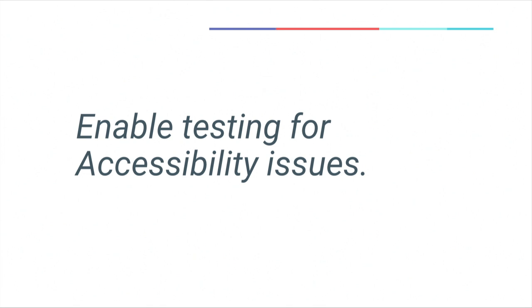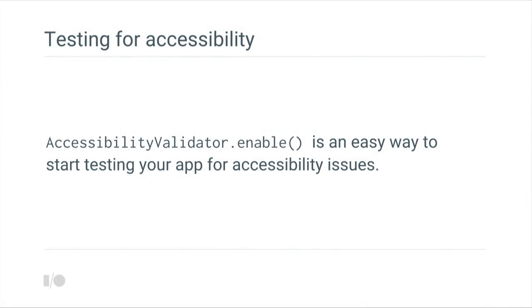And finally, enable testing for accessibility issues. That's something many developers still don't think about, sadly. But really, you want to make sure that your applications are accessible to all people who want to use them. And Espresso gives you a very easy way. Just enable the accessibility validator. It's a very easy way to start testing for very common accessibility issues. So please enable that and fix your apps, fix your views to make sure the app can be used by anyone.